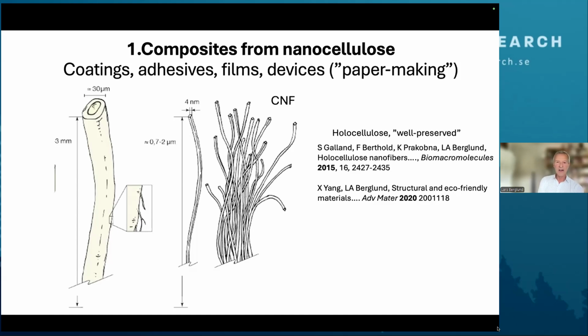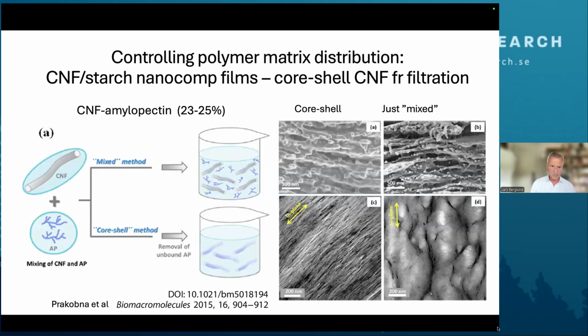The original hope for bulk materials turned out not to be very feasible. So really, this is where the focus is. So I wanted to start with this example. Here we can use a papermaking approach, and the idea is simply to control the polymer matrix distribution. So we have a colloid of nanocellulose, and then we sorb, in this case, starch, amylopectin starch.